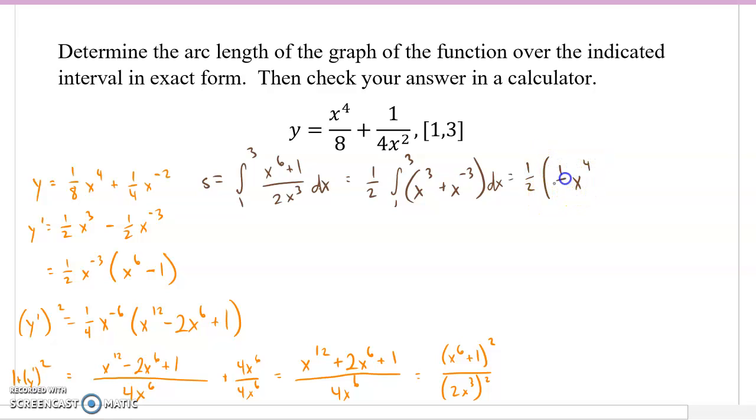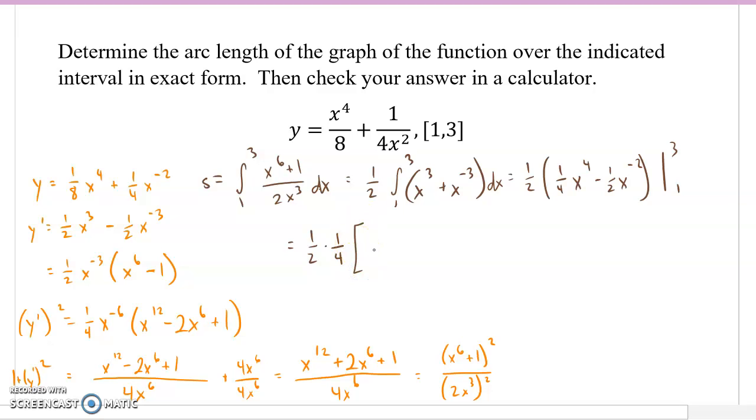X to the 4th divided by 4 and x to the -2 divided by -2. And we'll evaluate that at 3 and at 1. Now that's a little bit messy, so maybe there's some nice algebra we can do, like perhaps we'll factor out the GCF here, which would be maybe the nicest thing to factor out would be 1 over 4 times x to the negative 2. Well, I guess I'll leave the x in there. I'll just factor out the 1/4, since I'm going to have to plug these in anyway and subtract and everything. So I'll just leave it like that.